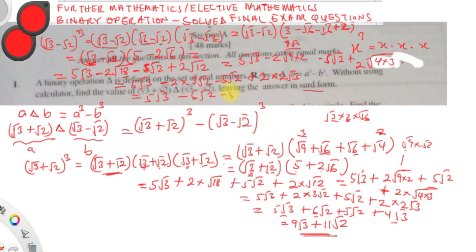So as I said, 5 root 2, then plus 2 times you get 4 root 3, okay? So this is equal to what? We have 5 root 3 and then 4 root 3, the same as 9 root 3. As I told you, this sign will be negative. You are getting the same thing. The negative 6 root 2 minus 5 root 2, you get negative 11 root 2, okay? So negative 11 root 2.